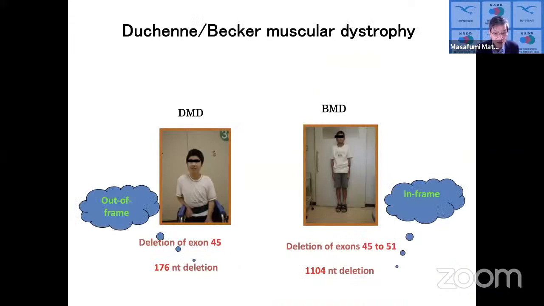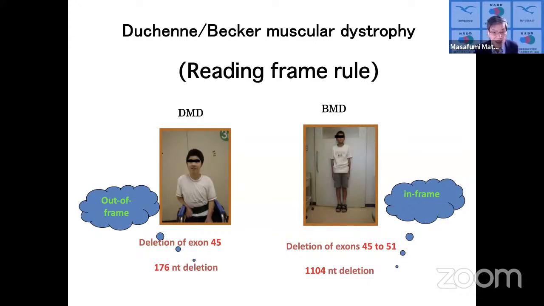To summarize the result, this DMD patient has only exon 45 deletion, but it deletes 176 nucleotides. This provides an out-of-frame mutation. In contrast, this BMD patient has more exons deleted, from 45 to 51, but the nucleotide count is in frame, so he can express dystrophin. This is called the reading frame rule to differentiate DMD and BMD. And another point I would like to explain is the importance of this difference, because a large deletion can result in a milder phenotype than a small deletion.